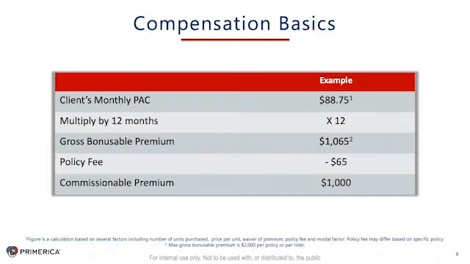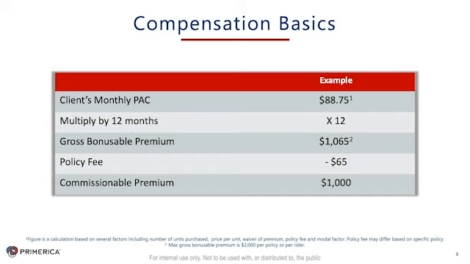$88.75 a month for a life insurance policy. Now, the first thing you need to know is that at home office, we always annualize a premium to see how much the client is going to pay for the entire year. So if you take that $88.75 and multiply it times 12, it gives you $1,065 for gross bonusable premium.